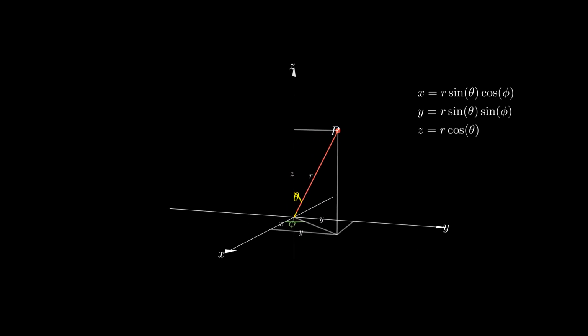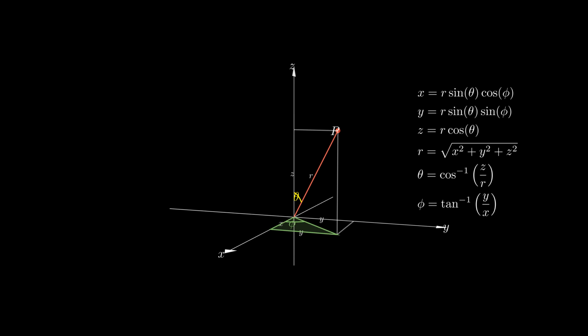Z is equal to r cos theta. This directly calculates the z coordinate based on angle theta. In similar method, we can find out how to convert from Cartesian to spherical. R equal to square root of x square plus y square plus z square, since r is the magnitude of the position vector of point P, and this result is from Pythagoras theorem. Theta is cos inverse of z by r and phi is tan inverse of y by x.